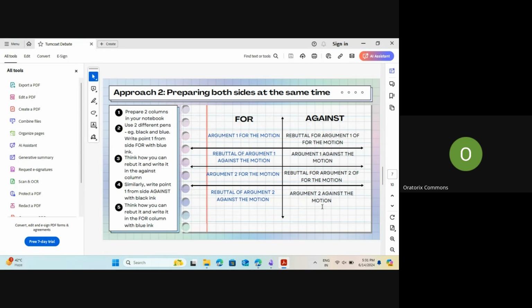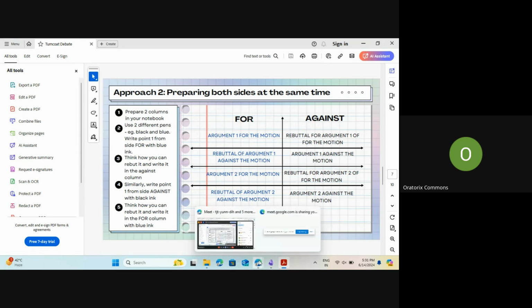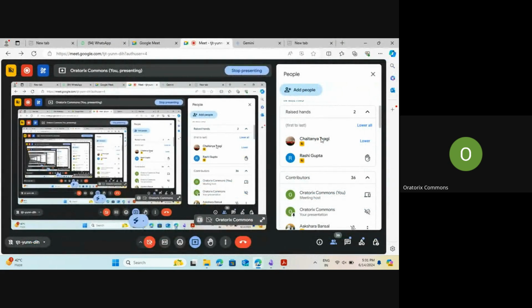Now, is there any doubt in this? Because the morning batch had quite a lot of doubts in this. Excuse me, sir. Yeah, Chaitanya, go ahead.